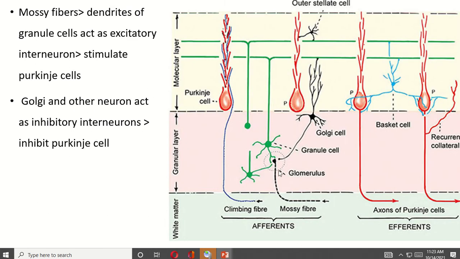So the mossy fiber, dendrites of the granule cells, and the parallel fiber or horizontal fiber, or axons of the granule cells, stimulate thousands of Purkinje cells. You see, this is the Golgi cell. This is the axon of the Golgi cell, which makes synaptic contact with the granule cells. It has an inhibitory effect, so the granule cell is inhibited, so the Purkinje cell is inhibited.